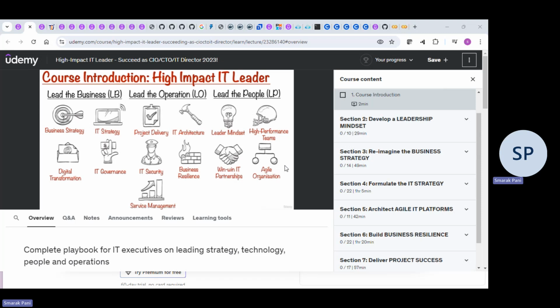Under the category of leading the operation, there are topics around project delivery, developing an IT architecture, IT security, business resilience, and IT service management. These are some of the topics we'll be covering in this course. And under the category of lead the people, there will be topics around developing the proper leadership mindset, building high-performance teams, developing win-win IT partnerships, and developing an agile organization. So these are some of the topics we'll be covering in this course.